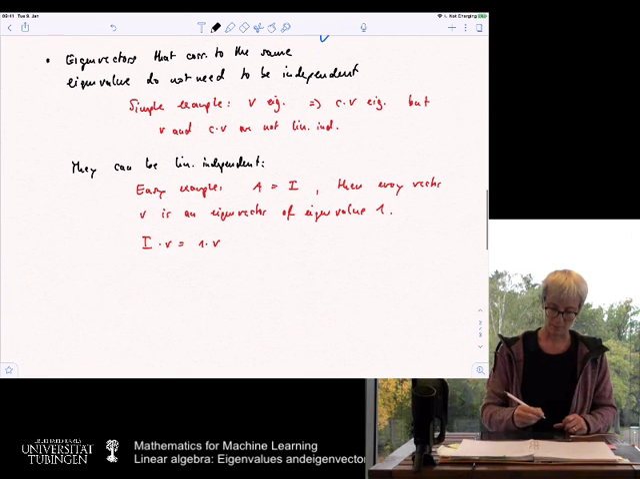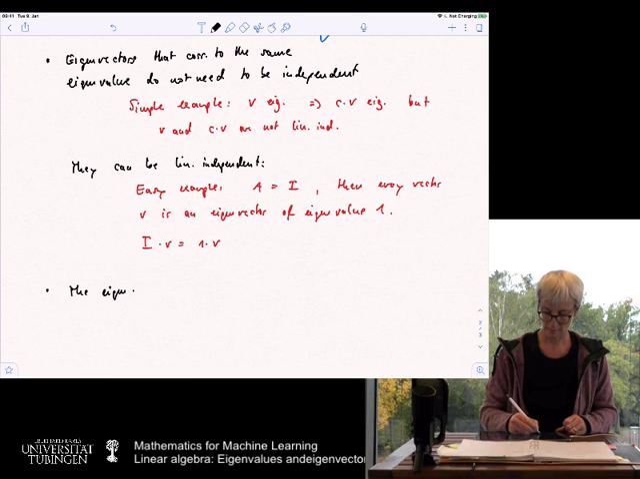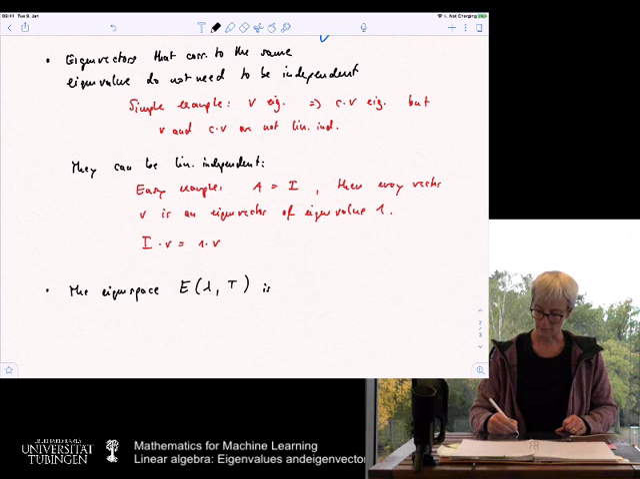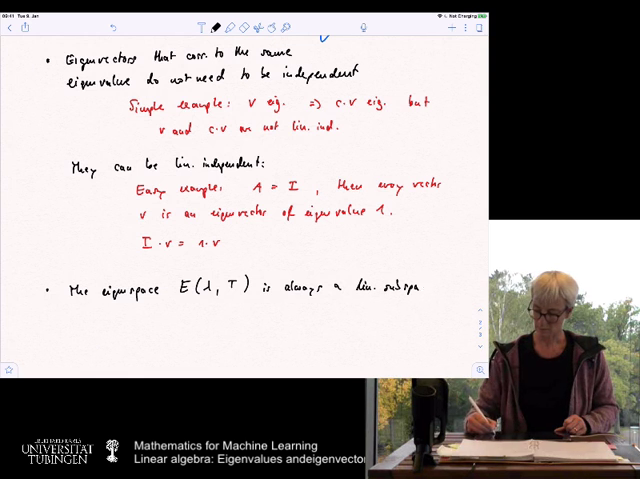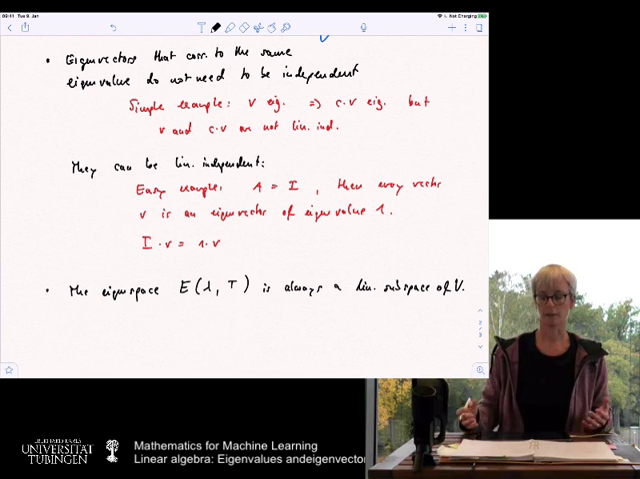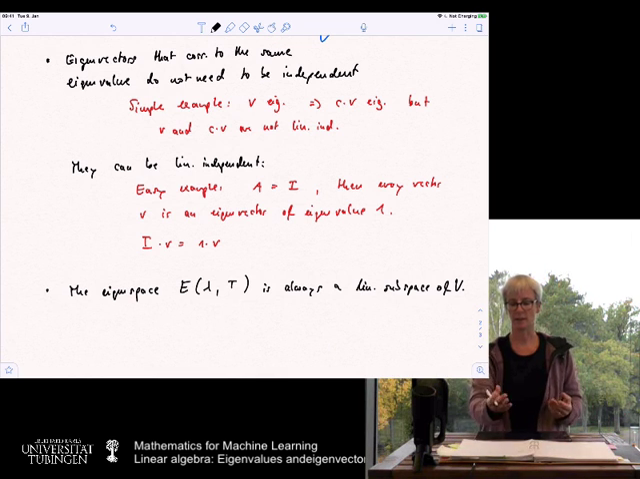But we can make maybe a bit of a better statement. The eigenspace corresponding to an eigenvalue lambda of some operator T is always a linear subspace of the original vector space. So it could also be the same, like the original space V, like in the identity operator example. But in general, it's a subspace.